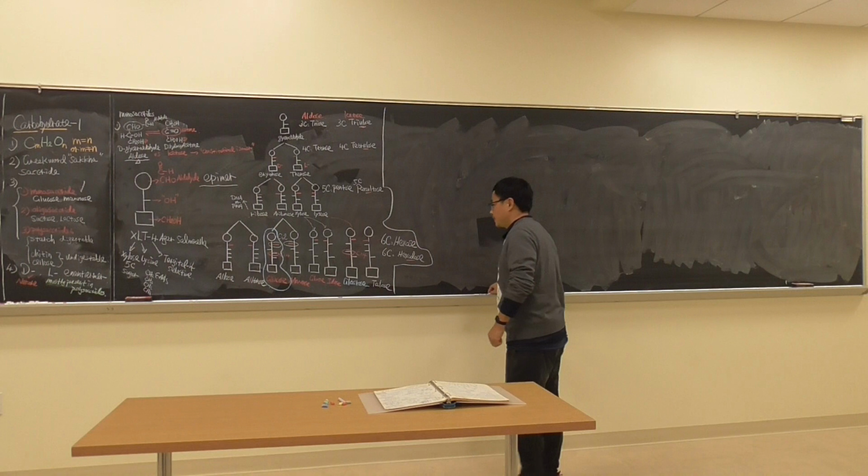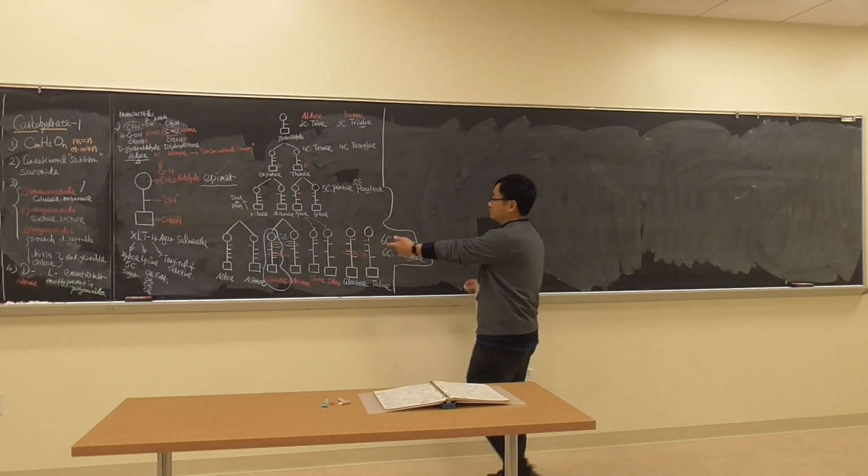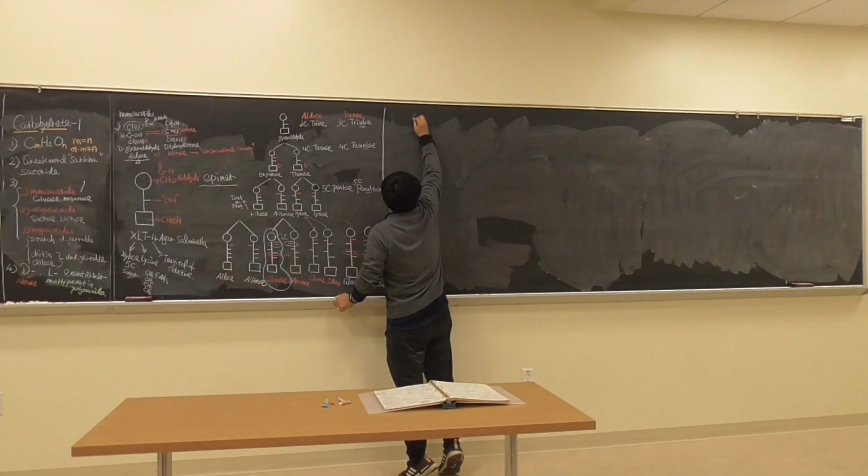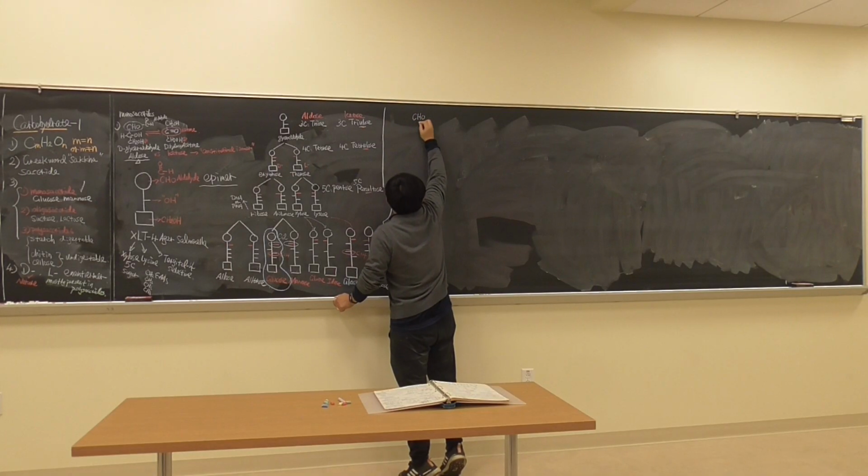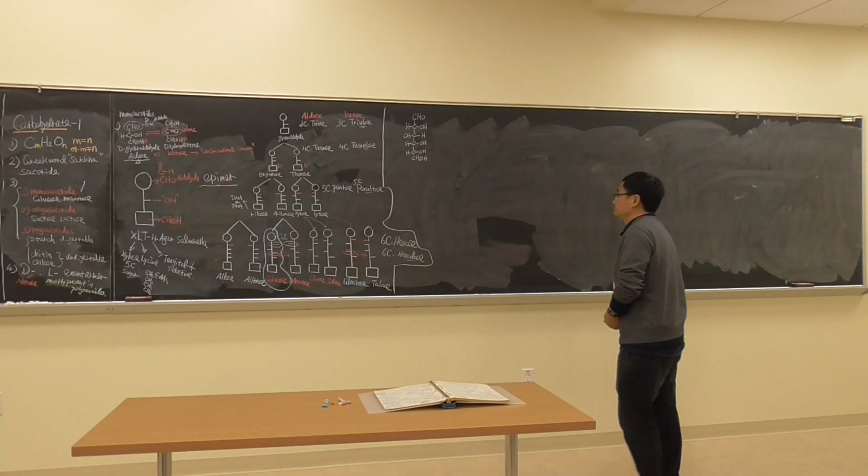So glucose. Let's go ahead and draw the structure. You already have it, so you know how to do glucose. CHO, H, OH, HO, H, H, OH, H, OH, CH2OH. Okay, this is glucose.